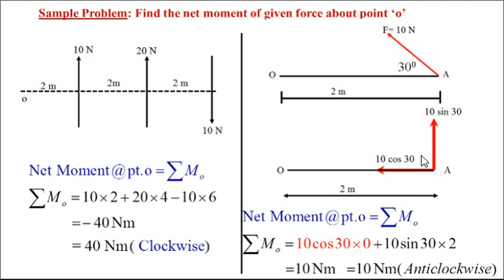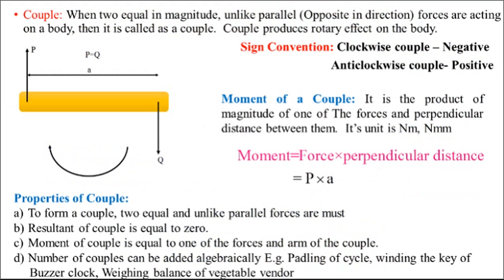But you can see the second force. This is the line of action of this 10 sin of 30, and the perpendicular distance from point O to this line of action is 2 meters. About O, it will rotate in the anti-clockwise direction. So 10 sin of 30, the magnitude, into perpendicular distance 2. Sin 30 is 0.5, so 0.5 into 10 is 5, 5 into 2 is 10 Newton meter. As it is positive, it will be anti-clockwise. So in this way, you should take moment of forces.